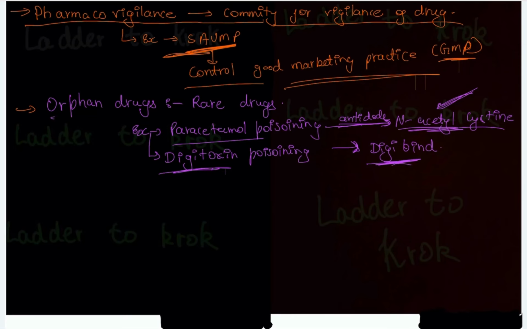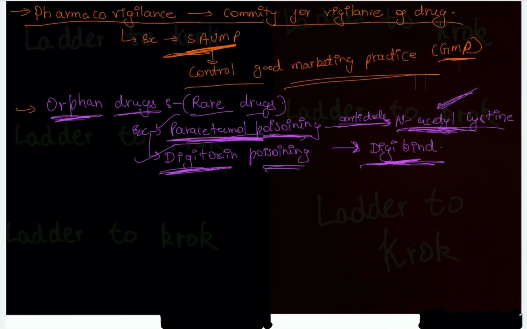Okay, so usually companies don't make these orphan drugs, but they have to make them because of some government compulsions. These orphan drugs are very rare, rare to find. Companies don't like to make them because conditions like paracetamol poisoning or digitoxin poisoning are very rare, so obviously the company won't get profit. Companies make those drugs, but nobody is using them. So they don't like to make them, but still they have to make them. That's why we call them orphan drugs or rare drugs, like digibind and N-acetylcysteine.